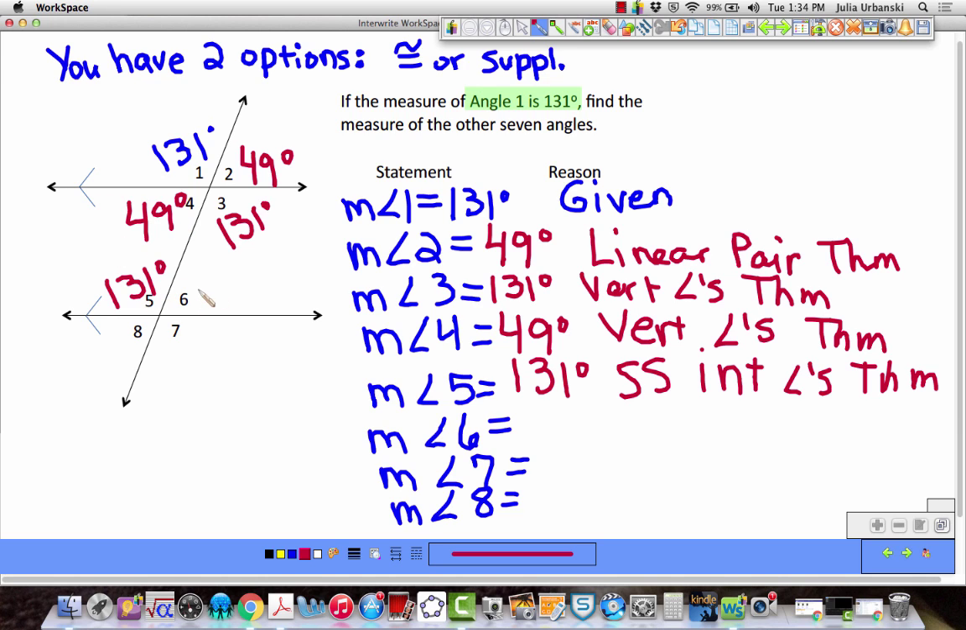What would 6 be? Give me a reason that includes these interior angles. Alternate interior. Good. This one's going to be the same as this one that we already knew. 49 and 49 will match. There are other reasons. It corresponds up here. It's supplementary right here, but I want to write this.